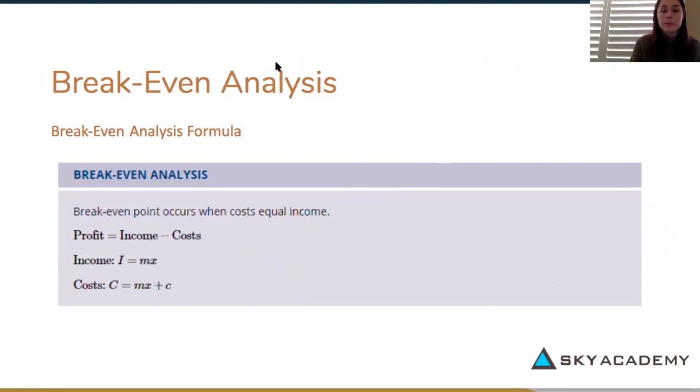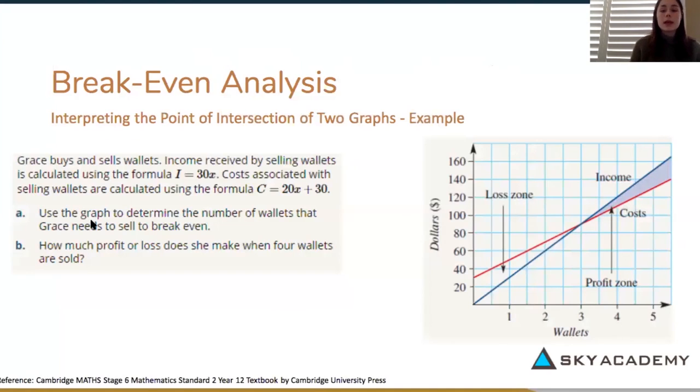Here we have an example where Grace buys and sells wallets. Income received by selling wallets is calculated using the formula I equals 30x. Costs associated with selling wallets are calculated using the formula cost equals 20x plus 30. In this example, they've given us the 2 formulas that we need, so we do not have to determine those equations. Before we do the questions, we're just going to have a look at the diagram here.